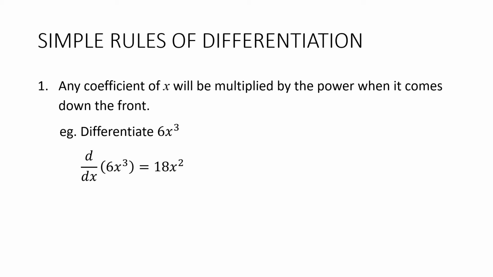Have a look at what I've done here with this notation. Because I didn't have a y equals or an f of x equals, I made my own thing up. This still means find the derivative of 6x cubed with respect to x. It's taken the place of the y. So that's another way you can write it if you want to. So d dx of 6x cubed is 18x squared. So 3 comes down, multiplies by the 6 gives us 18, and we drop the 3 by 1.